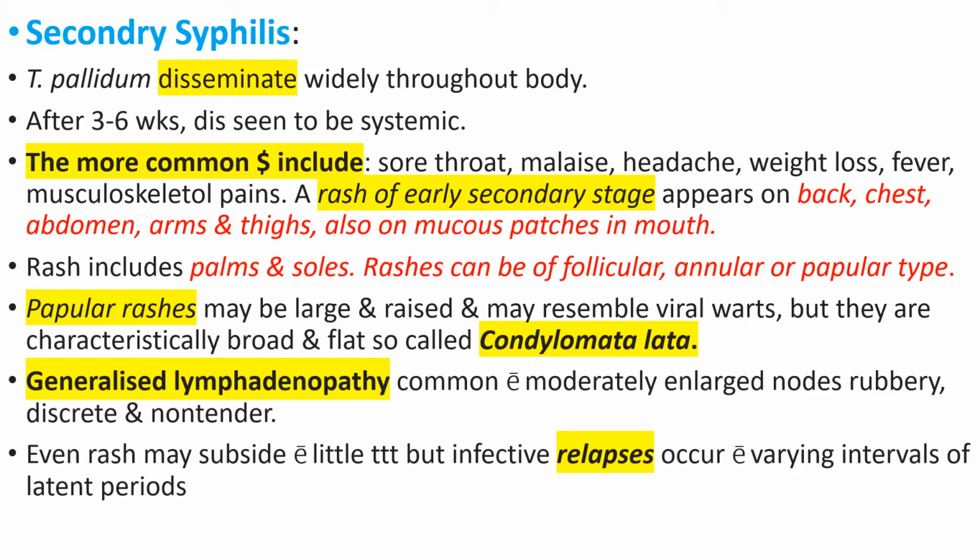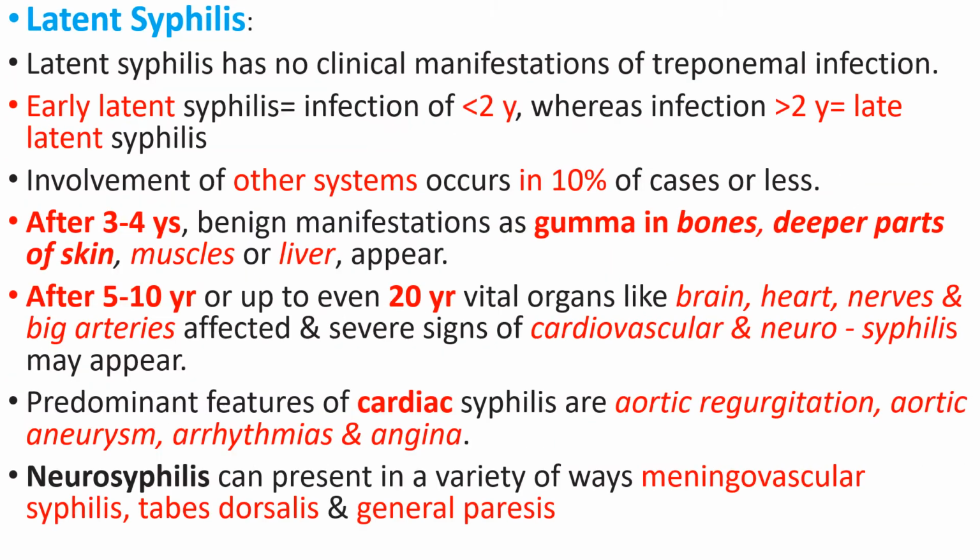Condylomata lata. Generalized lymphadenopathy is common, with moderately enlarged nodes that are rubbery, discrete, and non-tender. Even the rash may subside with little treatment, but infective relapses occur with varying intervals of latent periods.